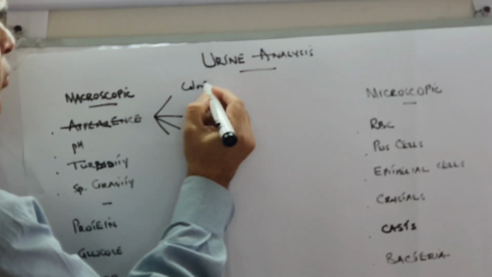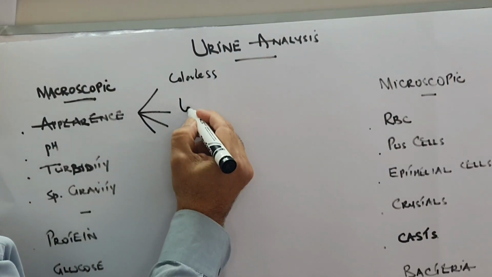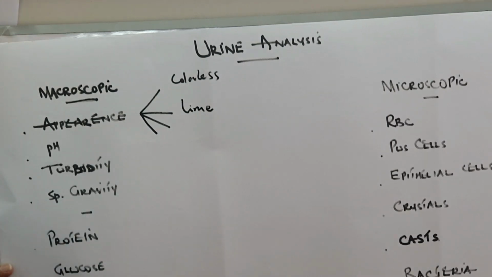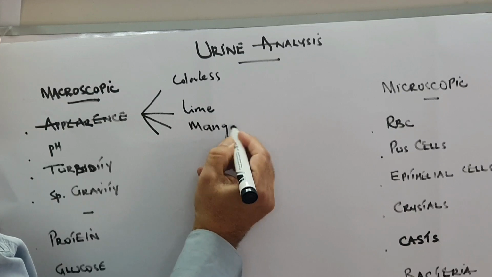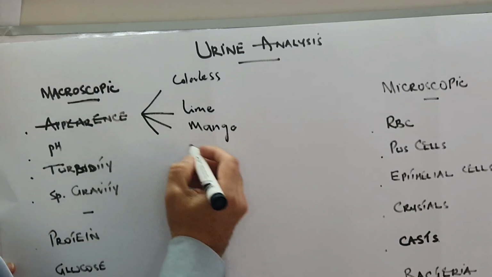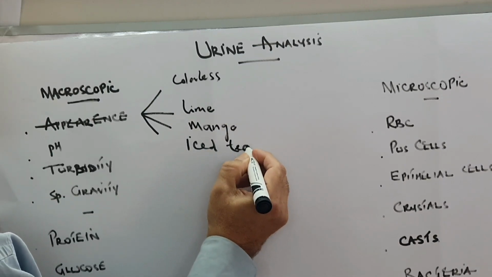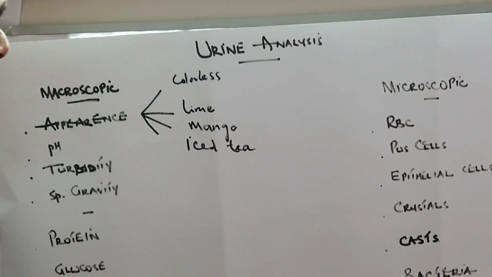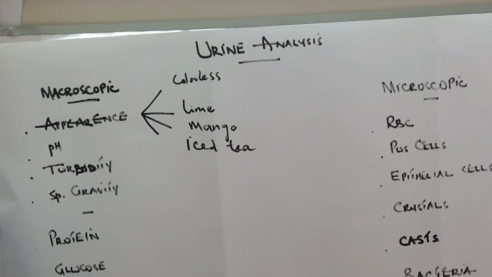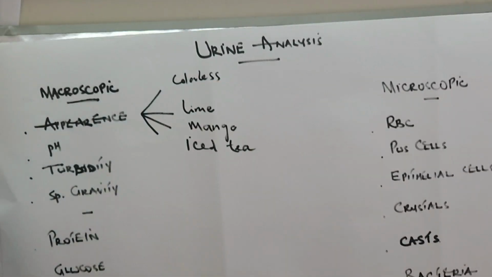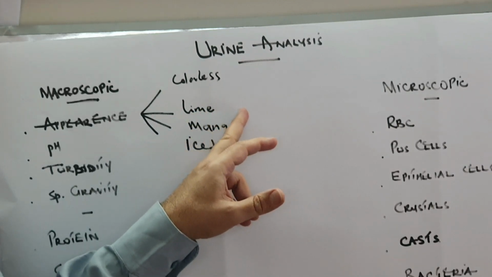One of them is colorless. Second is lime colored. Third one, easy to remember, mango colored. And the last one is something like iced tea color. These are the normal ones. But generally speaking, the lime and the mango colored urines are the ones you would expect in any person. A colorless urine, albeit it may be normal, nevertheless means that the urine is very dilute.